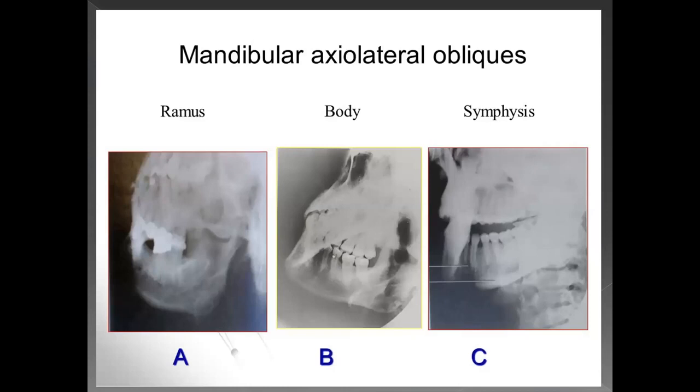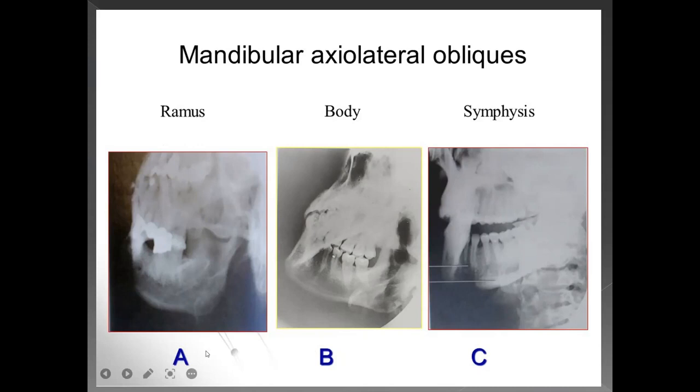All right, so these are the axiolateral obliques. As you can see, you can evaluate different portions of the mandible using these x-rays. Whenever we want to get a rough overview of the mandible, a 10 or 15 degree lateral oblique is usually done, in which you can evaluate the mandible as a whole.